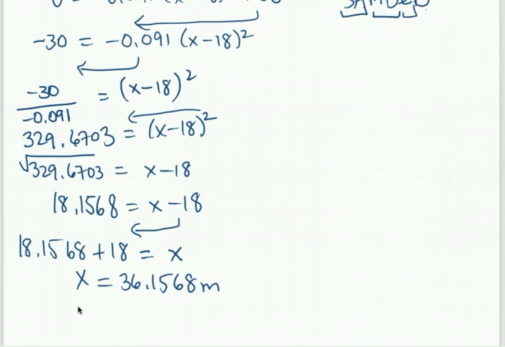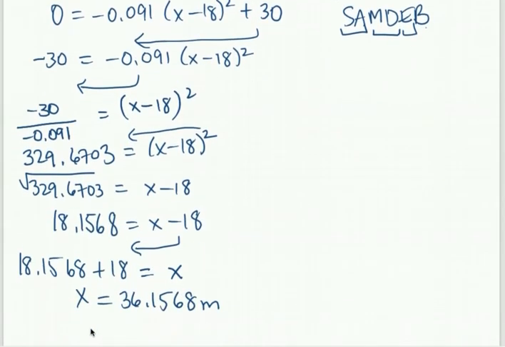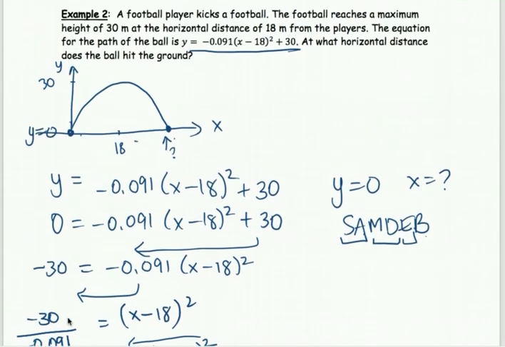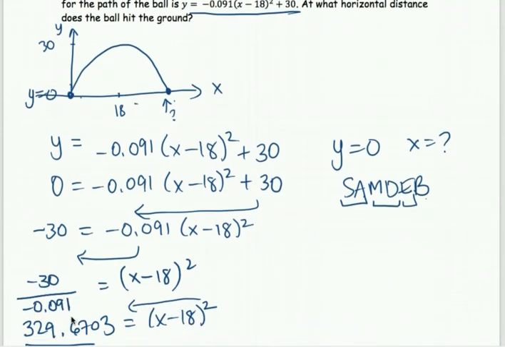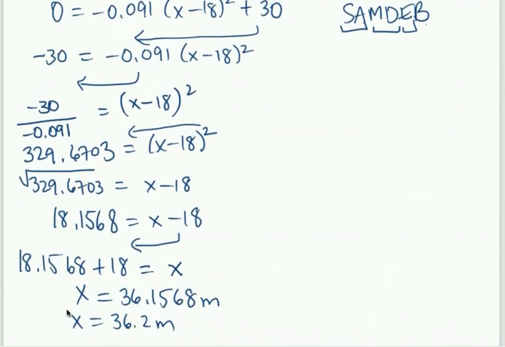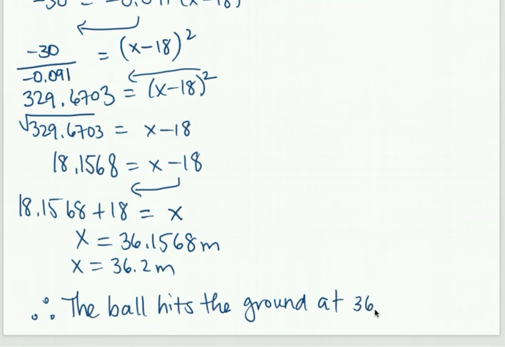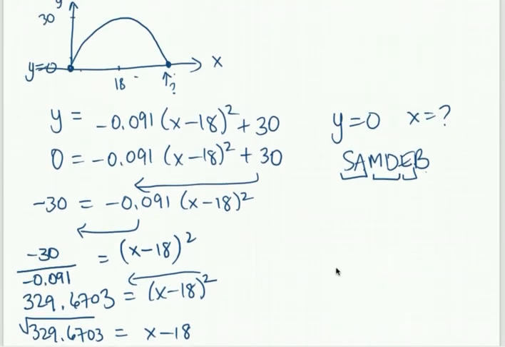Does it say how many decimal places? No. So let's just say 36.2 meters. They want us to know the horizontal distance. At what horizontal distance does the ball hit? So the ball hits the ground at 36.2 meters, assuming we started at 0 when the ball was kicked. So be able to do questions like this today.